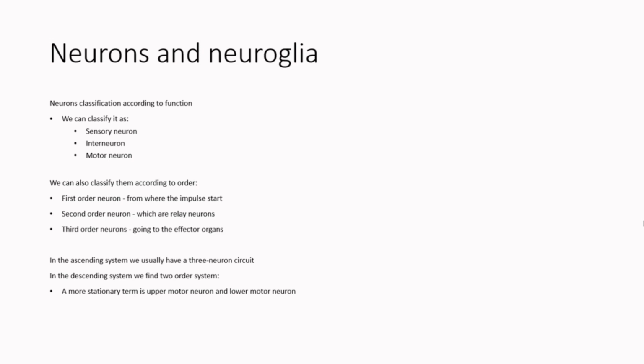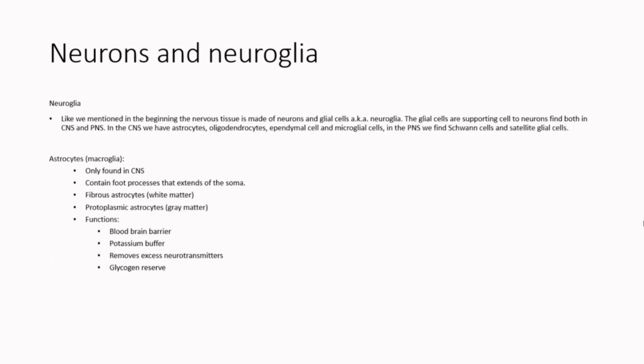This is more commonly found in the ascending system, where we have this three-neuron circuit. But in the descending system, we more commonly find a two-order system, and a more technical term for this is the upper motor neuron and lower motor neuron. Then we have to talk about neuroglia.